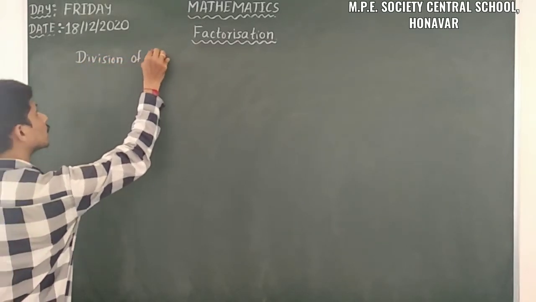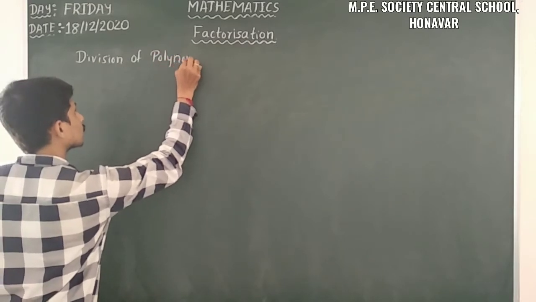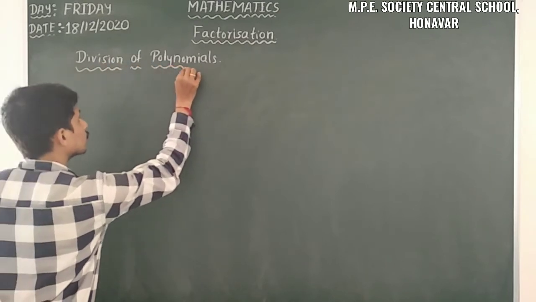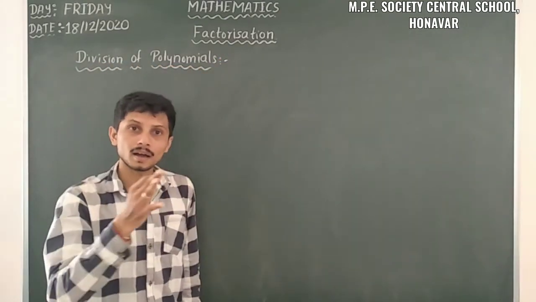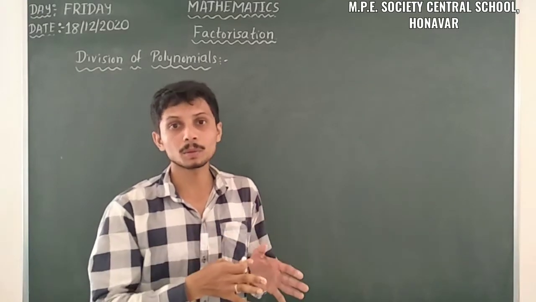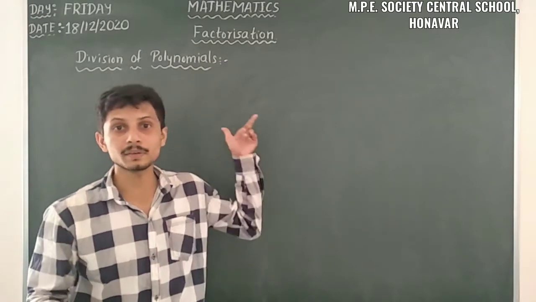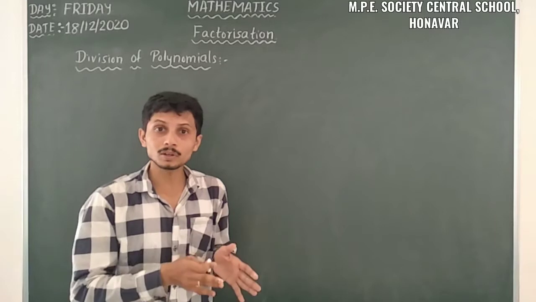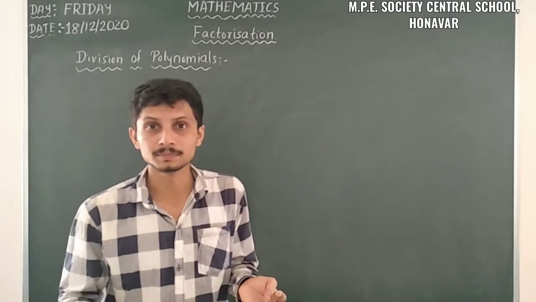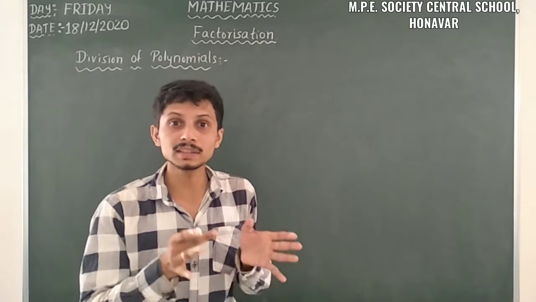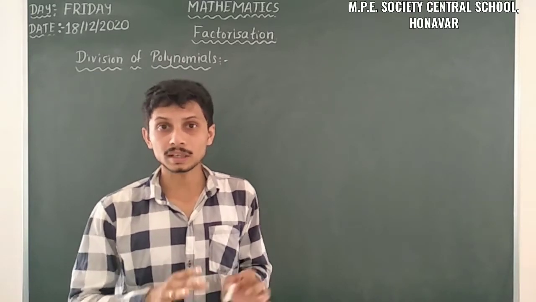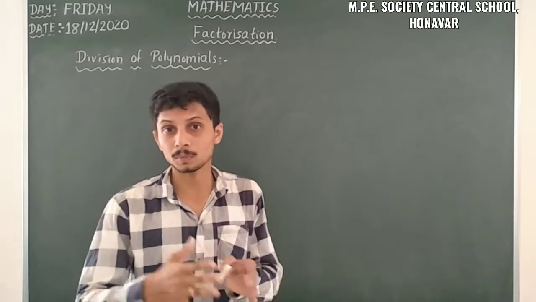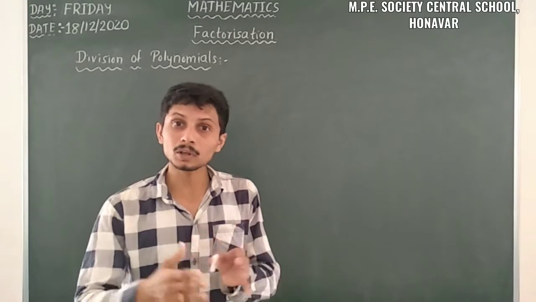Division of polynomials. In algebraic expressions and identities we already know about addition, subtraction, multiplication. Here we have to do the division of polynomials. We already know that in polynomials we have monomials, binomials, like that. In the 8th standard syllabus, we have division of a monomial by a monomial, division of a polynomial by a monomial, and division of a polynomial by a polynomial.